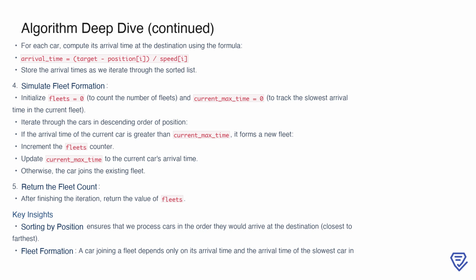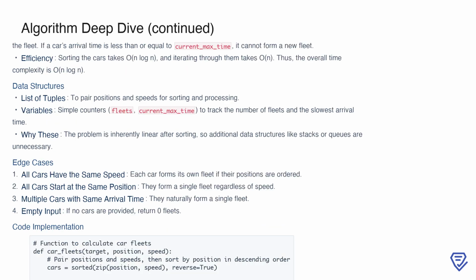Otherwise, if the car's arrival time is less than or equal to current_max_time, it simply joins the existing fleet, as it will eventually catch up to the cars already in that group. After processing all the cars, the value of fleets gives us the total number of car fleets that will reach the target. The key insights that make this approach efficient include sorting the cars by their starting positions in descending order. This ensures we process them in the order they approach the destination, from closest to farthest.